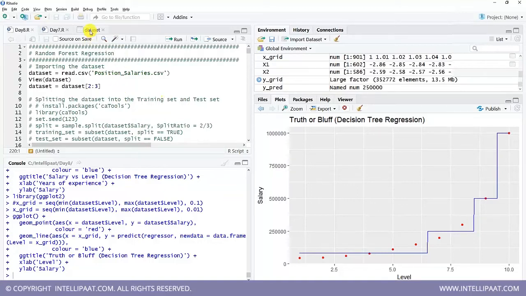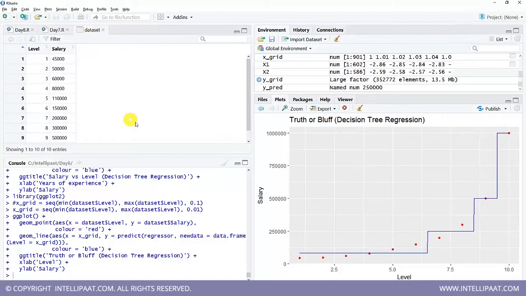So what do you think the most appropriate prediction would be for level 6.5? Your views. Level 6 is 150K, level 7 is 200K. For 6.5, what will be the more appropriate one? You know for sure 250K is no good. But 175, okay, that's one good figure. 1.75 lakh. Okay, 175 again, same.